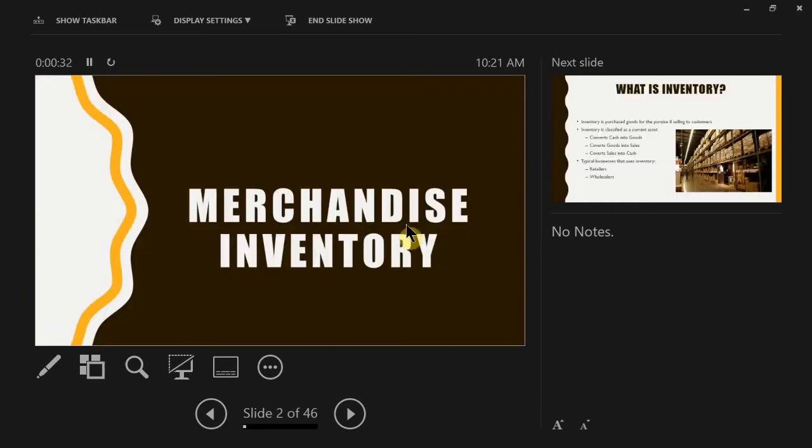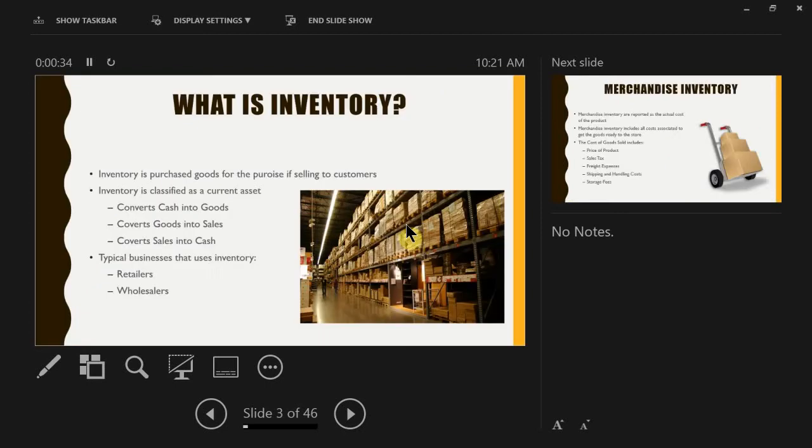Okay? So, of course, we're going to talk about merchandising inventory one more time. Same thing here. This is inventory. However, we're going to take a product or a good. We're going to purchase it with cash. We're going to take our cash and convert it into goods. Then we're going to turn around and sell it and get sales out of it. And then after that, we're going to convert our sales into cash. So the ultimate goal here is that we're trying to make money.